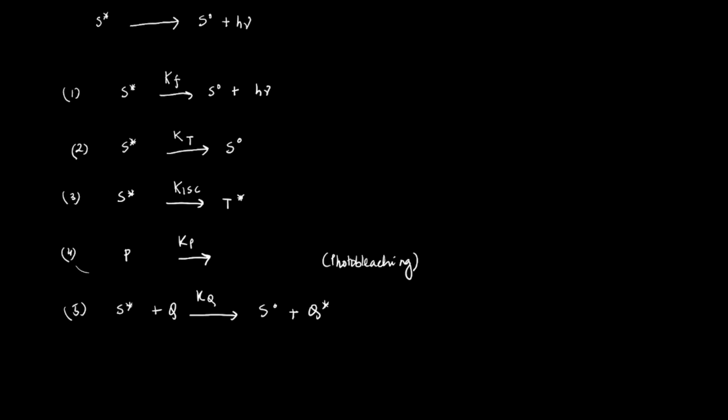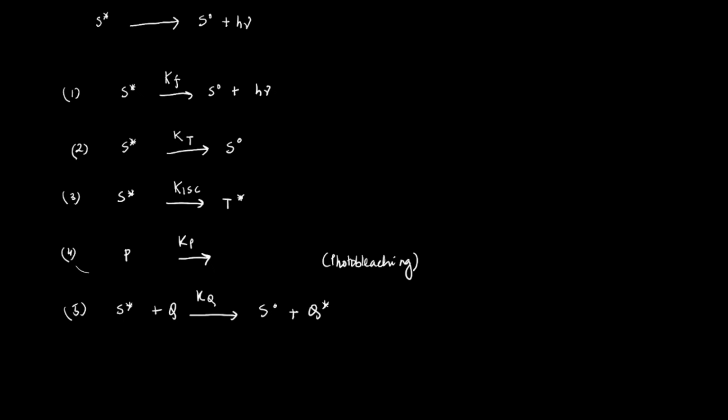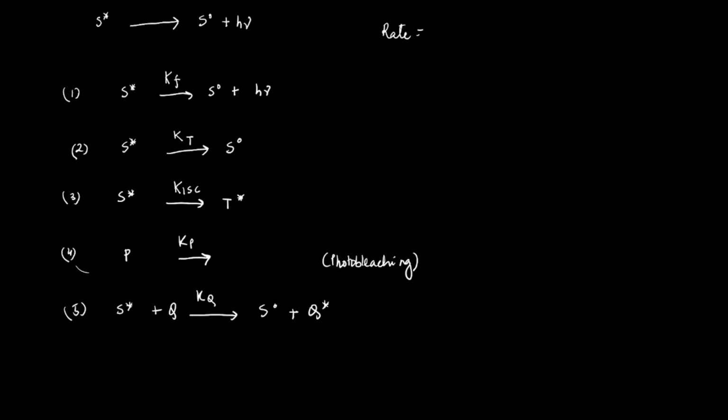Now we need to figure out a formula which relates the lifetime or the quantum efficiency. All of us are aware of the steady state approximation, so I'll be using the same methodology here to figure out the correct formula. I want to write down the rate for the fluorescence process, since in the question they have asked for the fluorescence process. I'll use that step in order to figure out the rate.